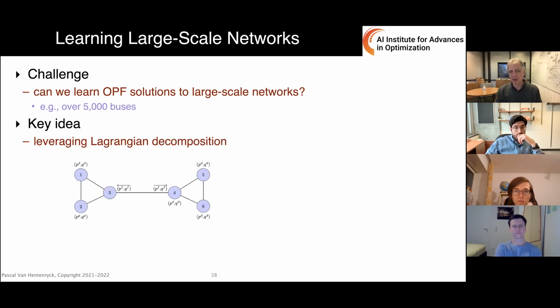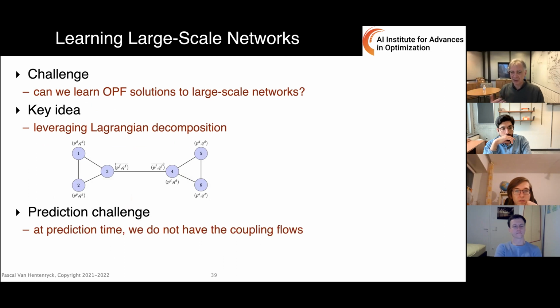So what do we do in Lagrangian decomposition? Typically, we try to separate the problem into independent subproblems by relaxing some of the constraints, let's say the coupling constraints, and also putting them in the objective function. And this is what we would like to do here in the context of machine learning as well. We'd like to learn this subsystem independently of the other ones, and that obviously depends on the coupling flows. Now, one of the difficulties when you do machine learning here is that you may have the coupling flows when you are training, but at prediction time you don't have them, and so this is an issue here.